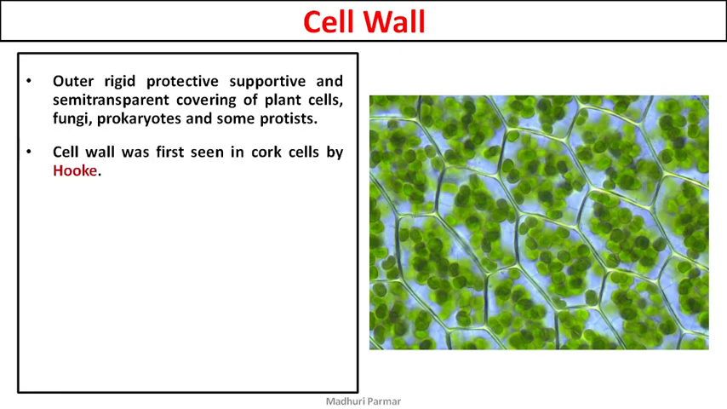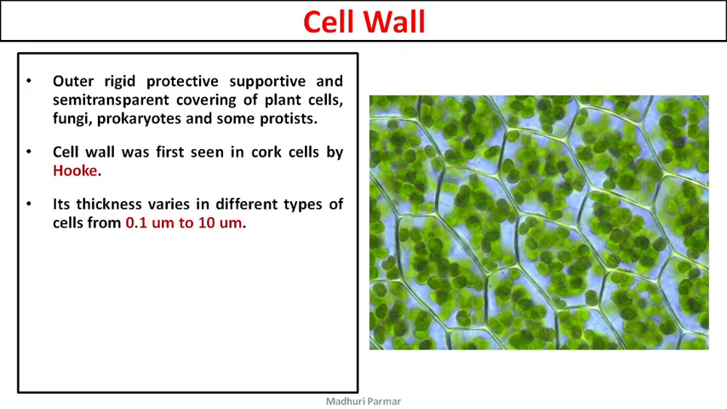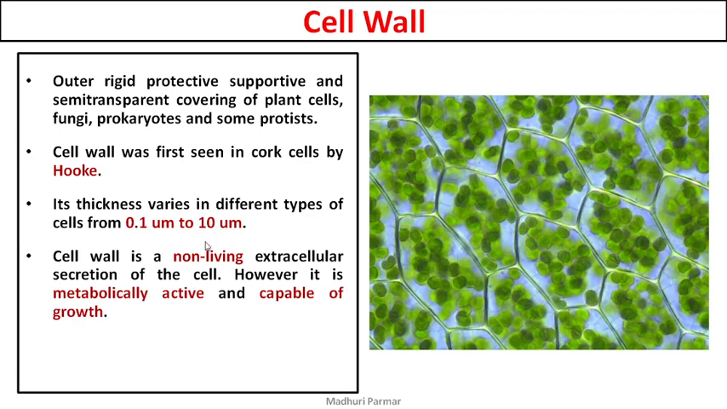Fine. Cell wall was first seen in cork by Hooke. Okay, we have already studied this, Robert Hooke. It has thickness which varies. So its thickness varies between different types of cells from 0.1 micron to 10 micron. This thickness can be different in different kinds of cells.